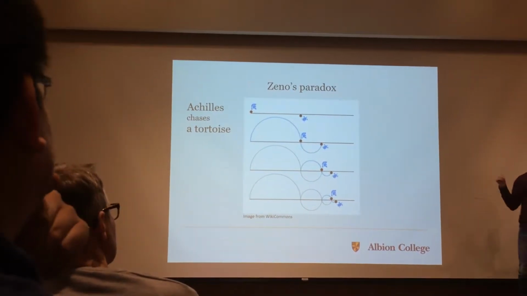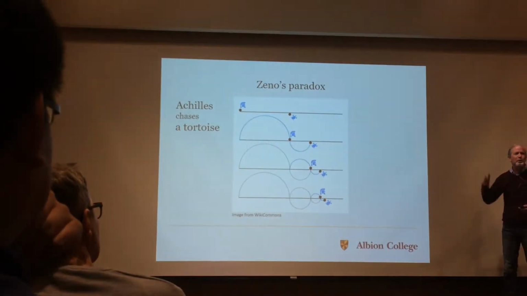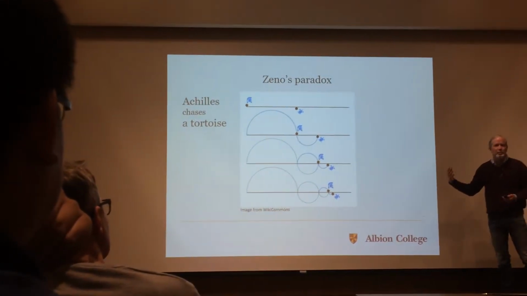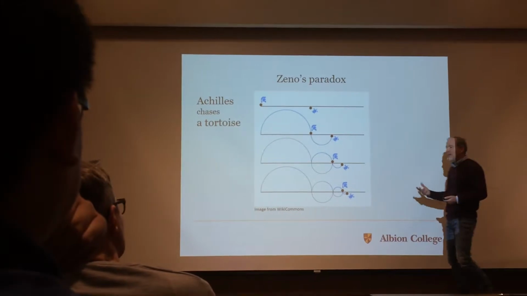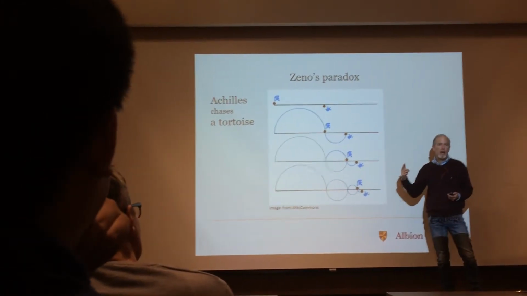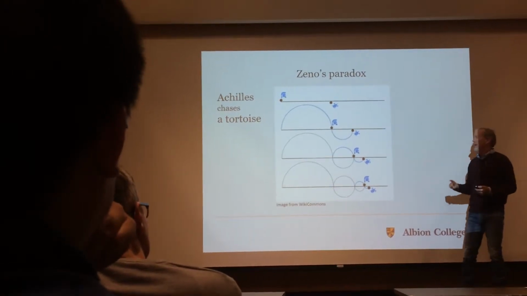So solving Zeno's paradox, and it's been solved in multiple ways over time, and you even have modern examples of people talking about Zeno's paradox and what the solutions are, requires really careful attention to time and motion.